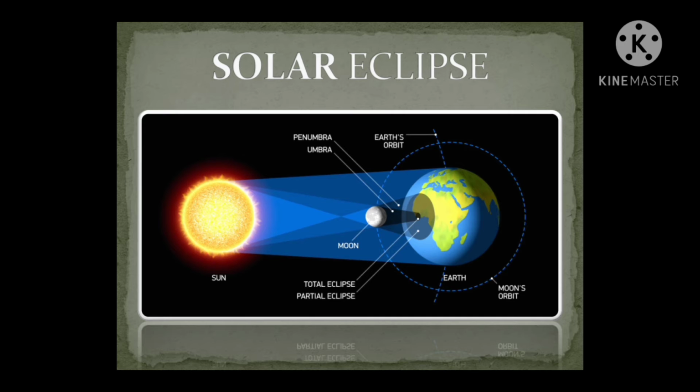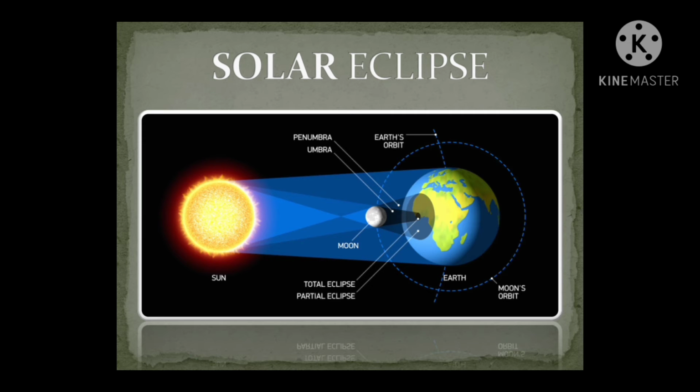The first is called the umbra. It is the dark center of the eclipse shadow. The second shadow is called the penumbra. It is the lighter shadow surrounding the umbra. The penumbra gets larger as it goes away from the sun.